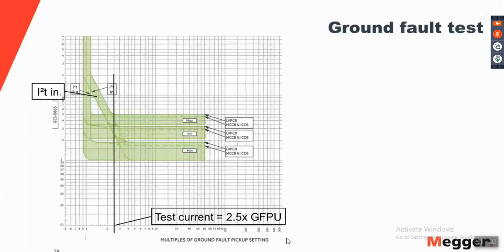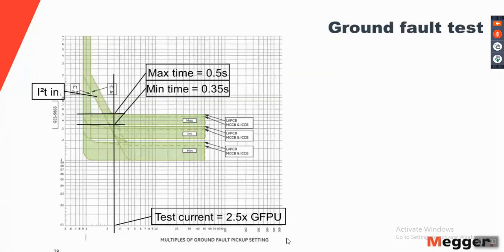So just as we said in the previous slide, we are going to use a test current of 2.5 times the pickup value. So we're going to draw a line which intersects the horizontal axis at 2.5 times the pickup. The 2 points on the I square T in band at which the vertical line intersects the band are the trip limits. And in this case, the maximum time is 0.5 seconds and the minimum time is 0.35 seconds. You can see that the band is pretty narrow.